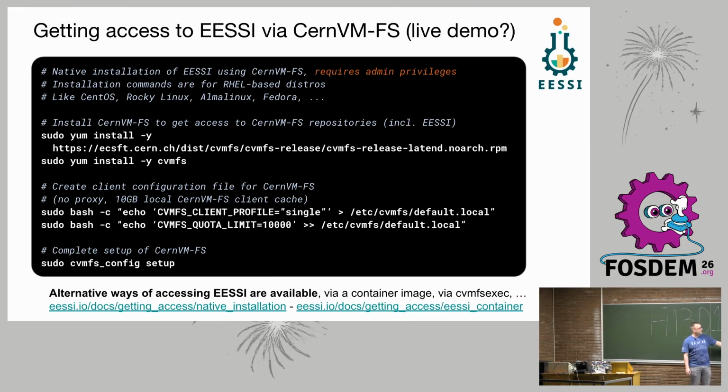You configure CernVMFS for, in this case, a single VM or a single client. So you say, just give me a direct connection to the mirror server. If you're a single client, that's okay. And give me 10 gigabytes of disk space at max to download software when I'm running it. So you can limit it as well, and you complete the setup. Run this on a Red Hat-based system, an RPM-based system. You get access to EESSI, and it works.